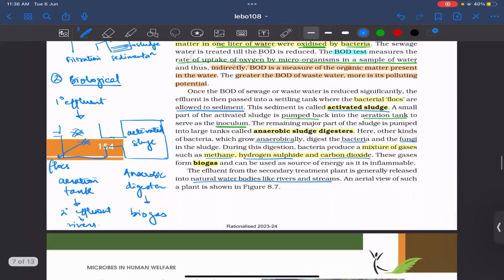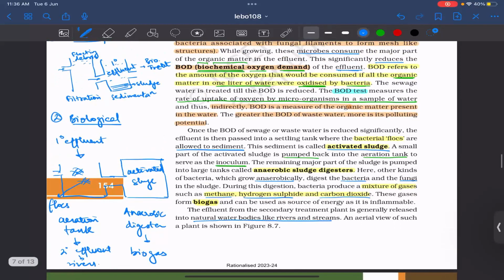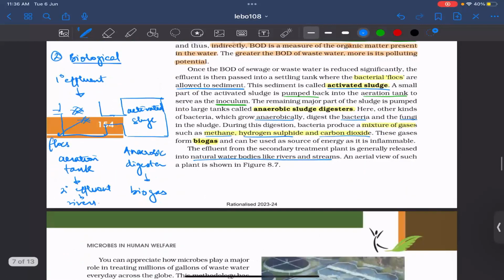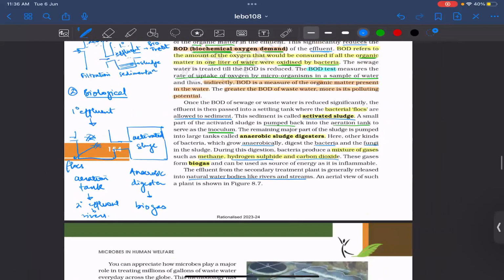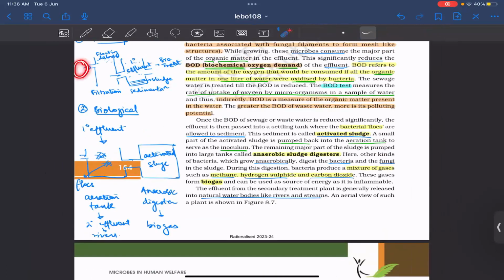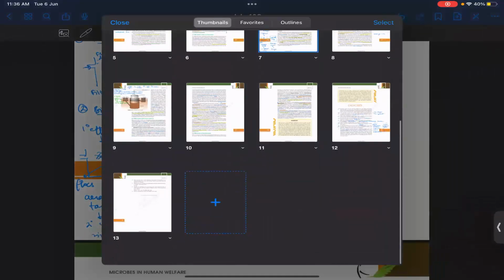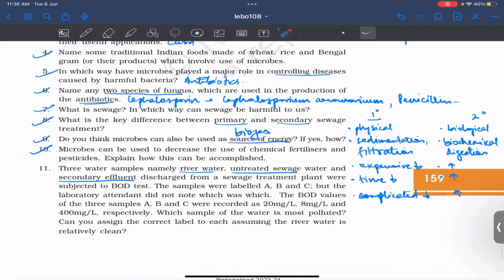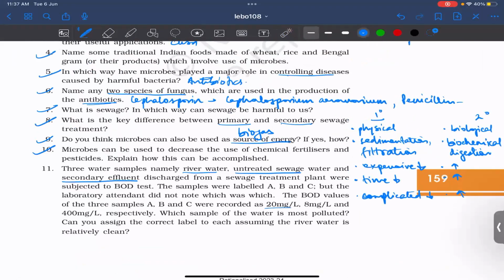Now the undigested sludge is the untreated one, and the river water is present here. So these are the three we are talking about here. First is the untreated sludge here, then second is the secondary effluent, and third is the river. So accordingly we'll arrange. Now the BOD demands are given. It is 8, 20 and 400.